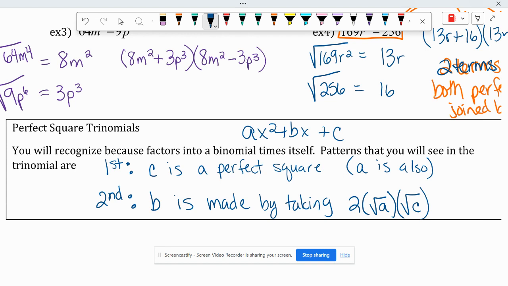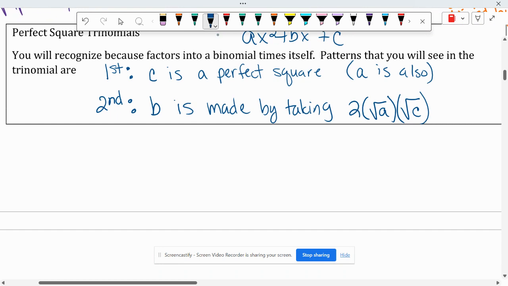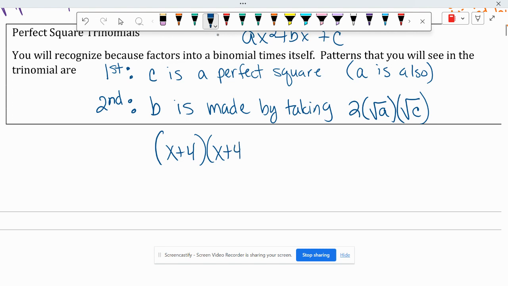So we're going to practice looking at things that follow that pattern. So it's a binomial times itself. Well, let me show you what that means. That means like x plus 4 times x plus 4, which we write how? X plus 4, the quantity squared. Yes. Okay. That's what we mean when we say a binomial times itself. Okay, so when we end up factoring it, it's going to end up looking like this.